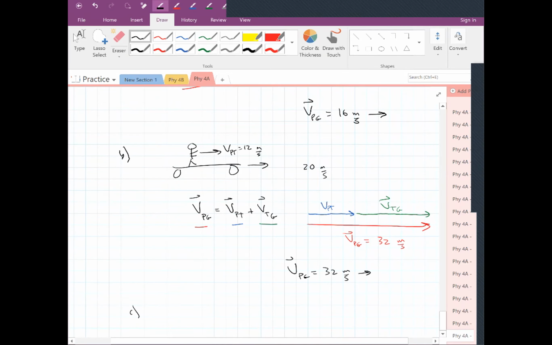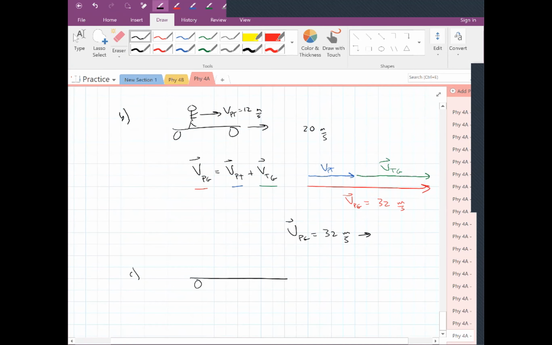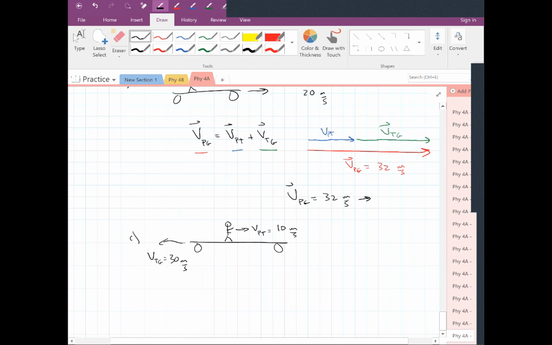Okay, one more. We've got our train moving to the left. Person moving to the right. So you could probably do that in your head. Trains moving to right at 5 meters per second.